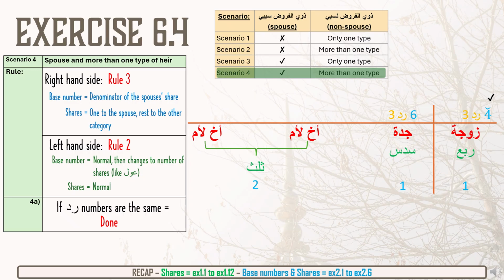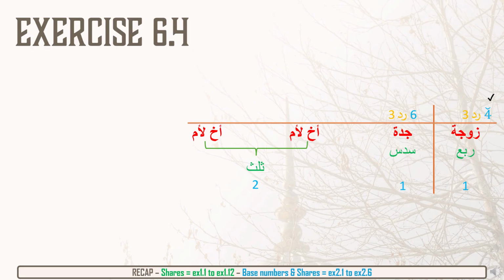Why does it work? Because the radd on the right hand side is telling you how many shares are left over. The radd on the left hand side is showing you how many shares are used. Since you are using the exact amount that is left over, there is no further action required. So in summary, the base number will be 4.